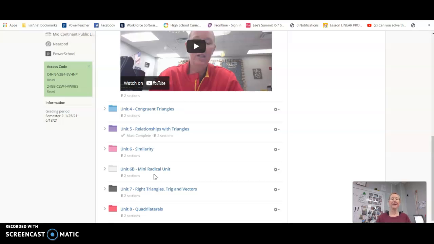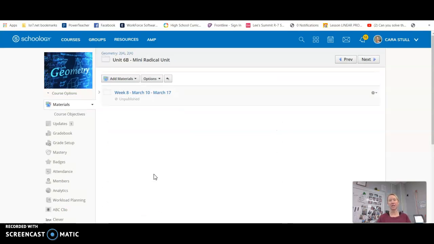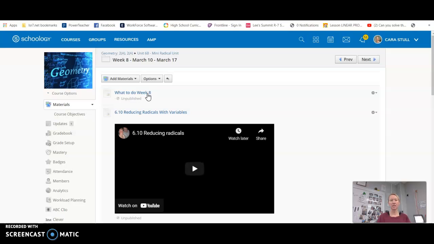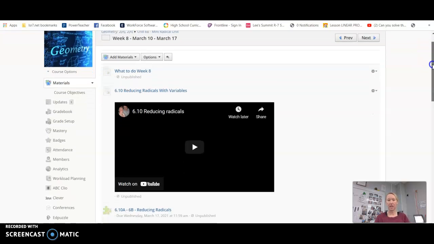This unit you may not use a calculator on. The reason being, the whole reason I'm taking a week to go over a Mini Radical Unit is because a lot of you didn't get this unit in Algebra 1. It was taught during the shutdown. So if you weren't following along with your teacher, then you probably did not get this unit. And even if you were following along, we probably didn't go as in depth as we would like to have gone.